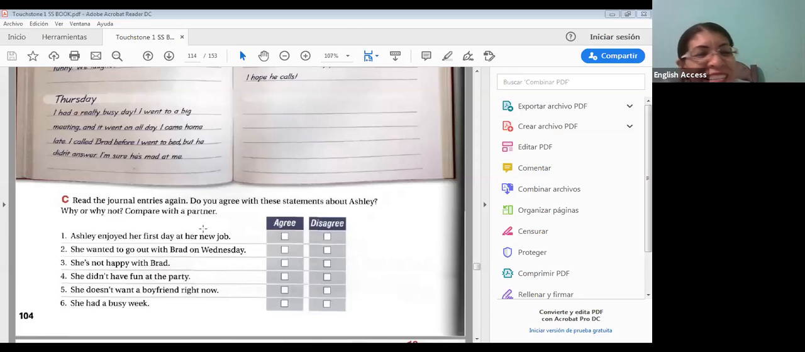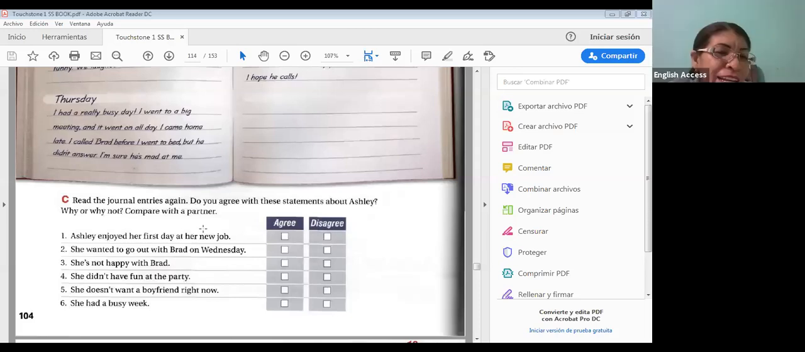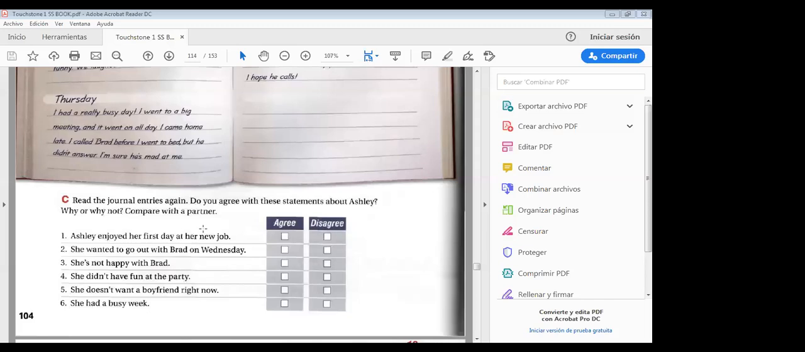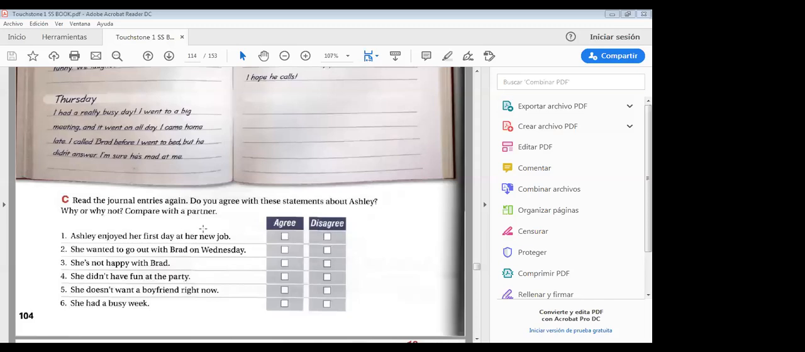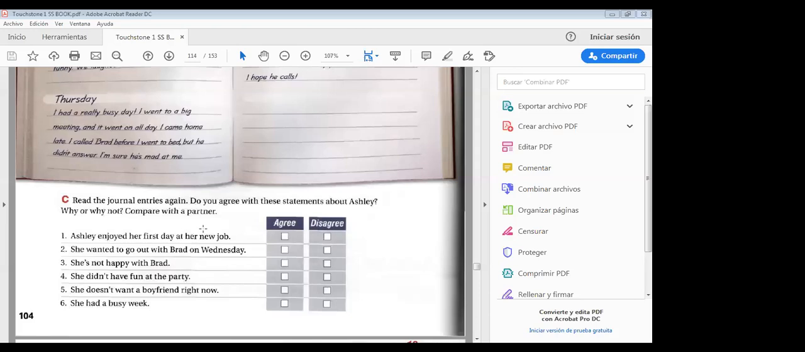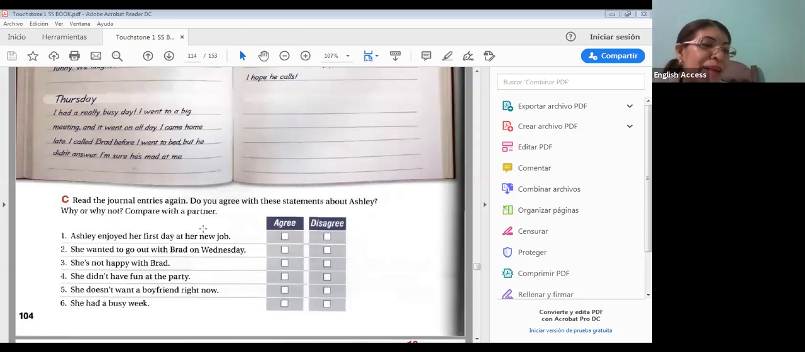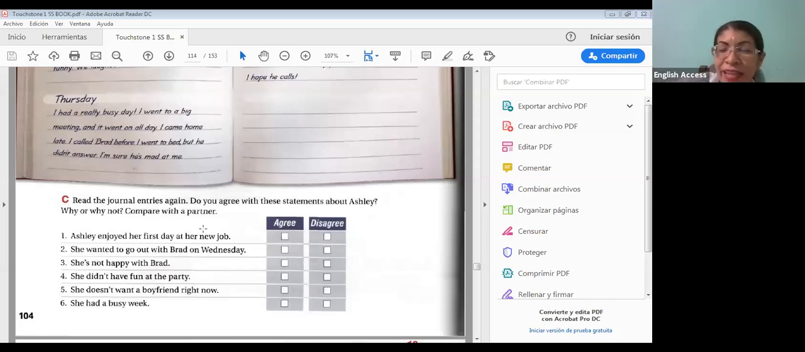Number three, she's not happy with Brad. Disagree. Disagree. So she is happy with him? That's what you're saying? That she is happy with Brad? No. Pay attention to the information. She's not happy with Brad. Is this correct or no? No. Is not correct? So the opposite means that she's happy. So do you think that she's happy with Brad? Yes. She's happy with Brad?